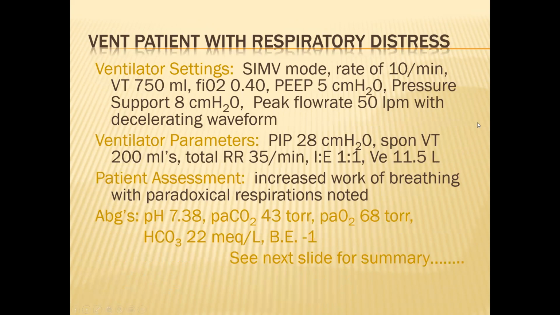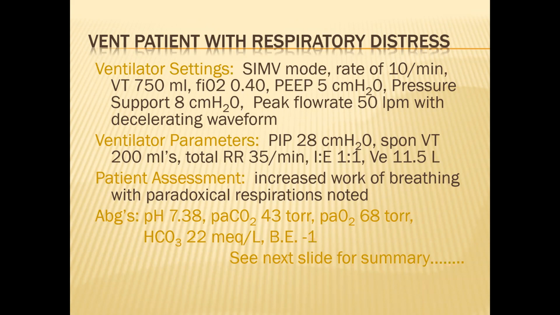We've got a patient with respiratory distress. It gives you the ventilator settings: SIMV rate of 10, tidal volume 750, 40%, 5 of PEEP, pressure support of 8. Peak flow rate is 50 liters per minute with a decelerating waveform. Those are normal, right? Normal peak flow. If you're going to set peak flow in volume ventilation, it's 50 liters per minute for adults. Very good.